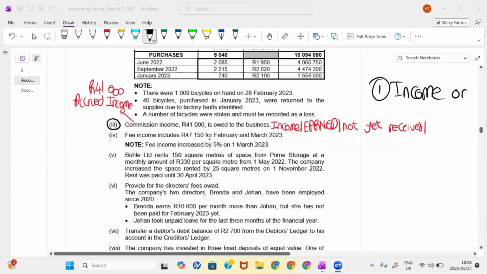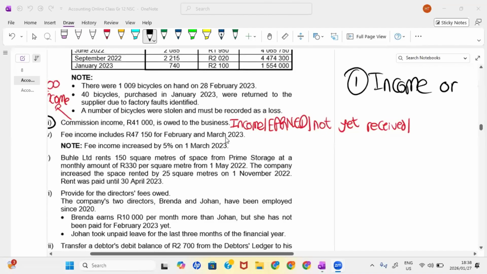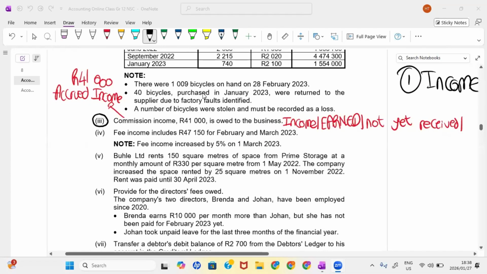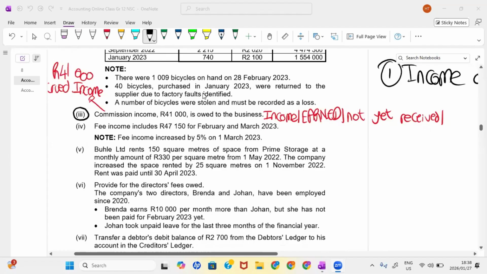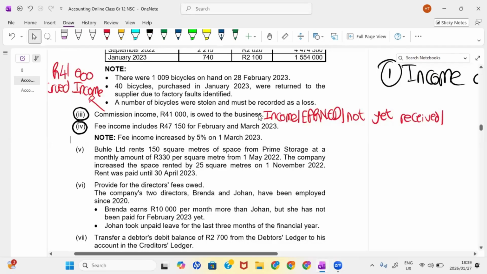So let's move on to the next adjustment. This one is a bit more tricky, but we will tackle it. We are here, number 4. It reads as follows: fee income includes 47,150 rands for February and March 2023. And then they note that fee income increased by 5% on 1 March 2023. So these ones, obviously, are including dates, né?